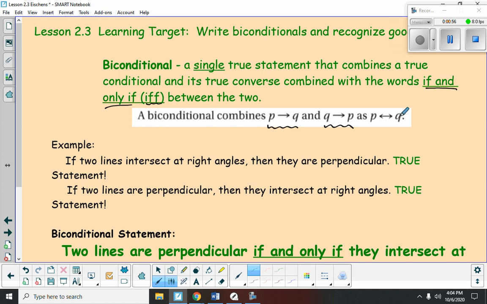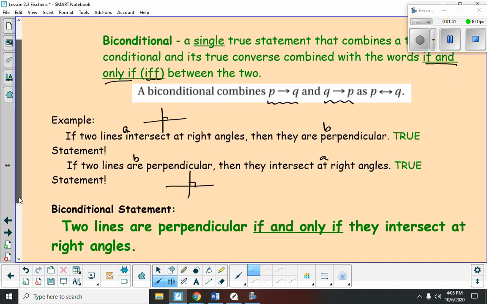So if two lines intersect at right angles, so in other words, you have these two lines, and they intersect to make 90 degrees, all of these are 90 degrees, then they are perpendicular. Well, that's a true statement. So it's an if-then. This is the A part, this is the B part. Now notice the converse. It says if two lines are perpendicular, that's the B part, then they intersect at right angles, that's the A part. Yep, they do intersect at right angles. So that is also true. So the conditional and the converse are true.